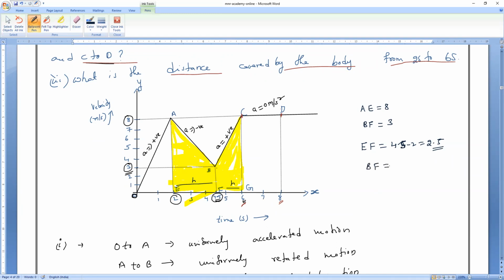Second, BF again is 3. CG? EF is 4.5 minus 2, how much? F is at 4.5, not at 4. BF is 3. Next, CG is 8. Next, FG is 6 minus 4.5, which is 1.5. Clear? Understood?